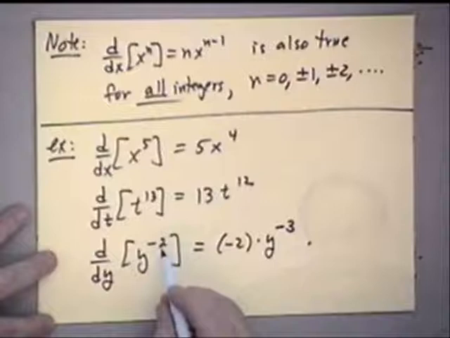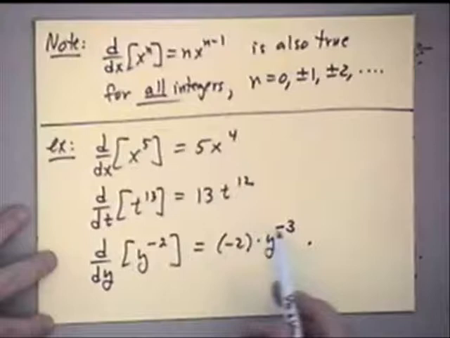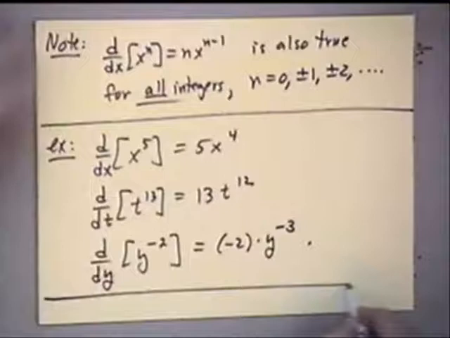Be careful there. Remember, you're subtracting 1 from the power. When it's a 5, you're subtracting 1 and you get a 4. When it is a 13, you subtract 1 and get a 12. When it's a minus 2 and you subtract 1, you get a minus 3. So the power numerically gets bigger. Be careful that you do that correctly. Now on to a few other rules.